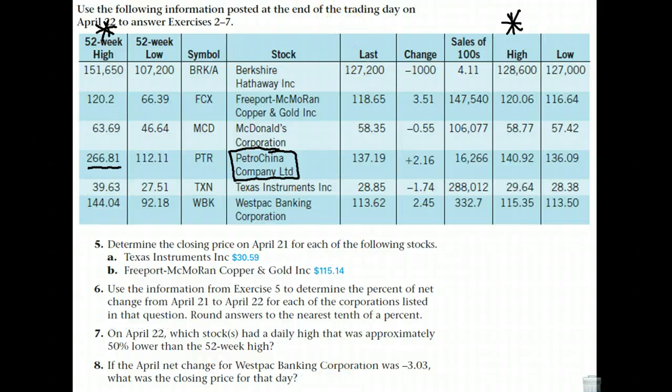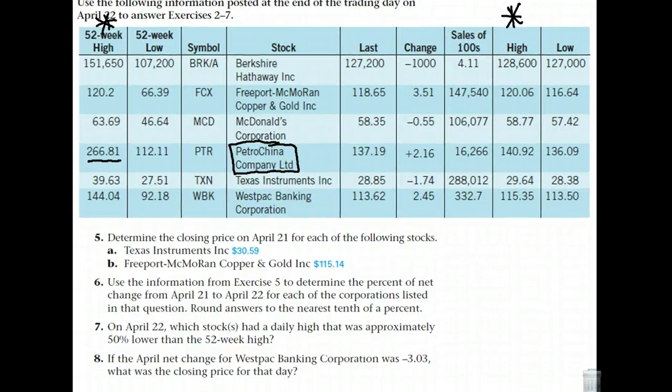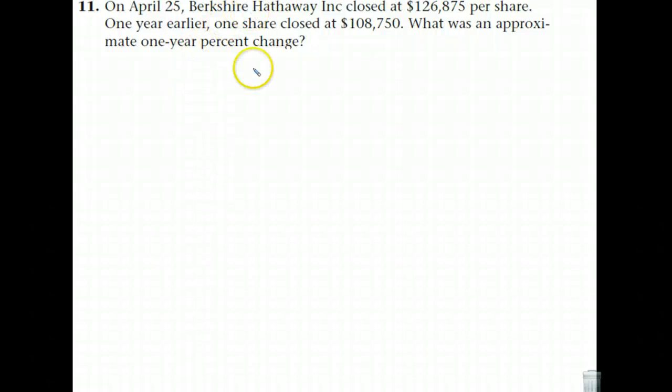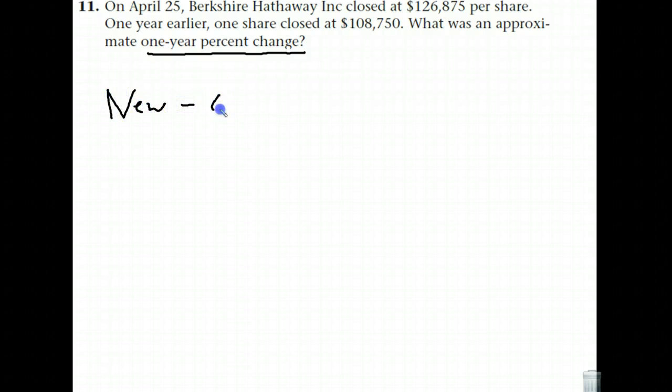Oh, what happened there? Let's get that back down here, like that. All right, so let's look at one more here. So on April 25th, Berkshire Hathaway Inc. closed at 126,875 per share. A year earlier, one share closed at 108,750. We want to know what is the approximate one year percent change. All right, so now we're going to find a percent change. So the formula that we're going to use is we're going to take the new amount minus the old amount and divide it by the old amount.